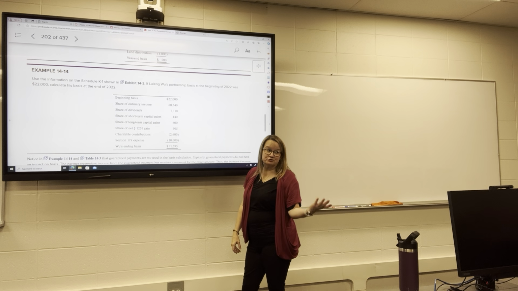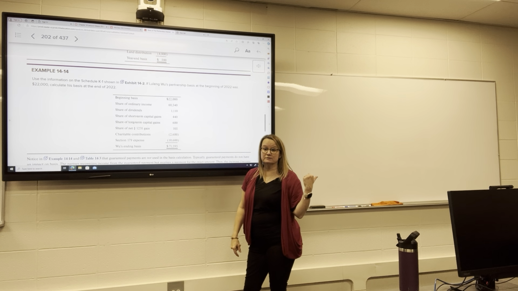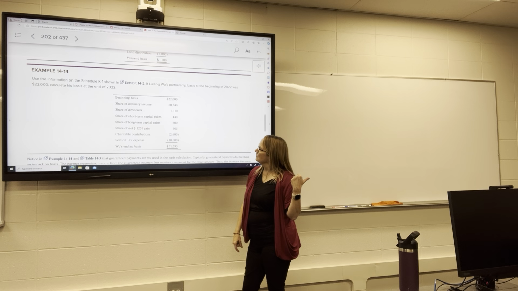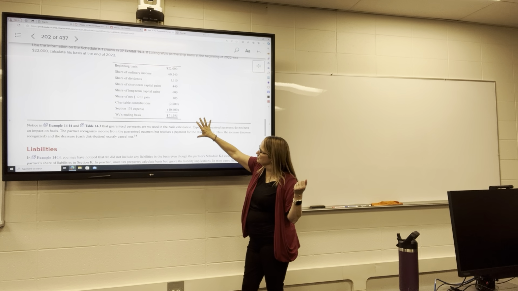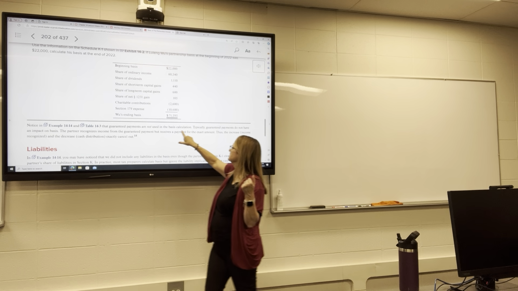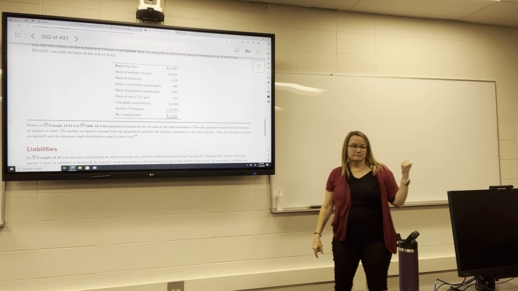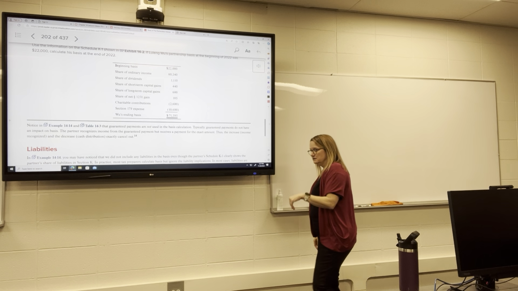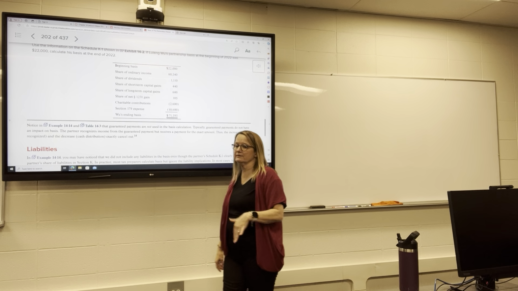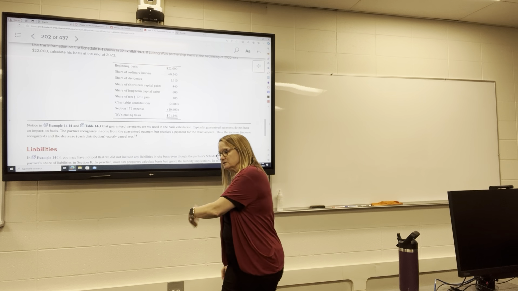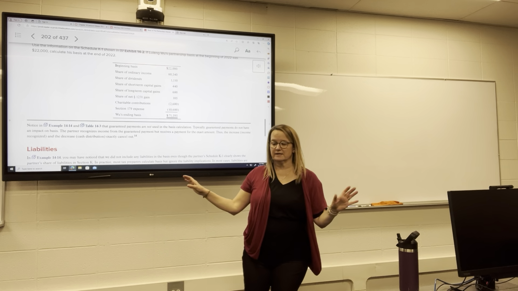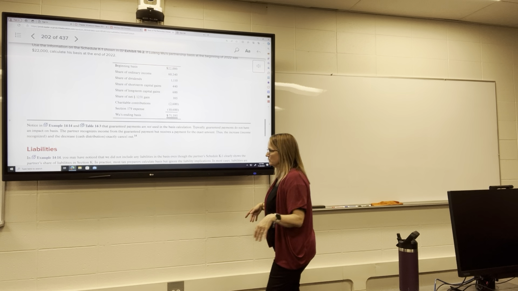So remember, they got a distribution of $26,000, right? That means that none of that distribution is taxable. Guaranteed payments are not used in the basis calculation. The reason being is they're getting a deduction for those guaranteed payments, but then they're also paying tax on it, so it's in and out. It would increase their basis, but then it would decrease their basis, so we don't have to worry about doing anything with it because it zeroes out.